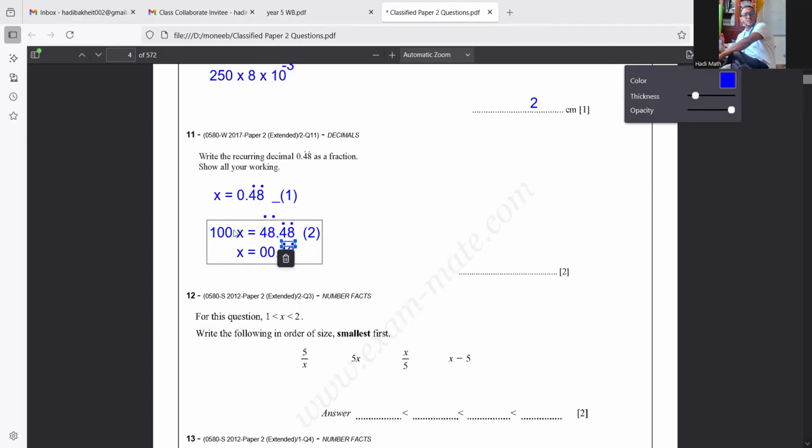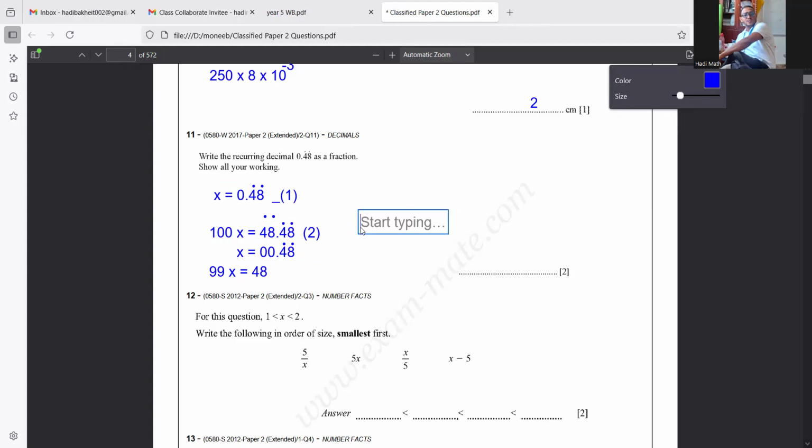And then subtract: 100x minus x is equal to 99x. 99x equals 48, because 48 recurring minus 48 recurring will go. Then you have 99x, you want x, so you say x is equal to 48 over 99. Then go and simplify.